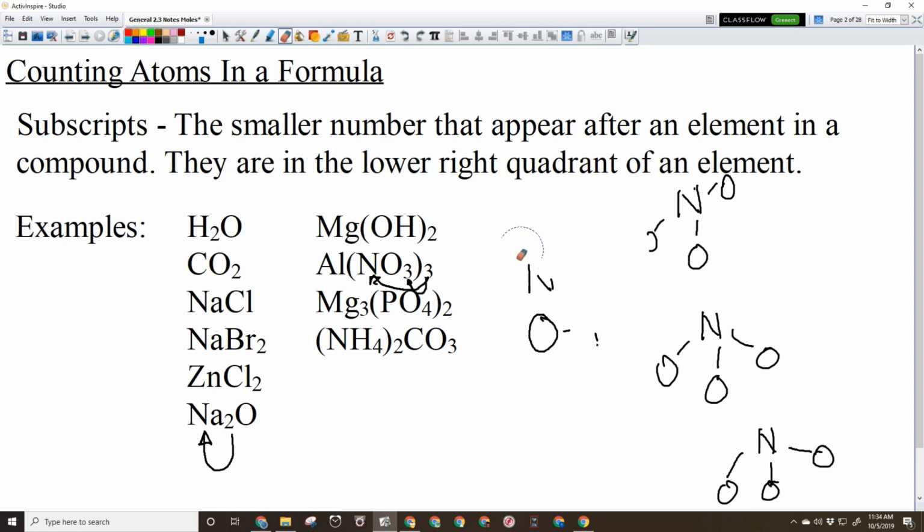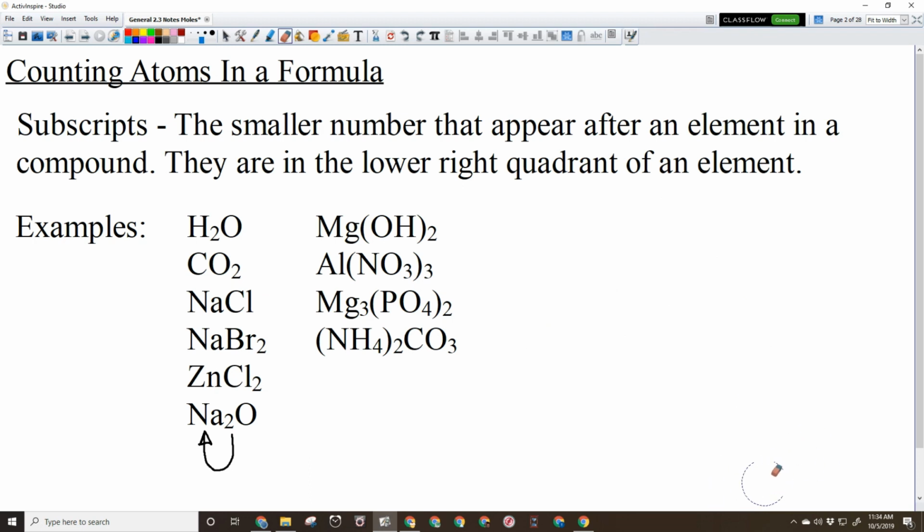Okay. All right. So let's look at Mg3(PO4)2. See if you can do this one. Okay, so for Mg, we're going to have 3. And for P, we're going to have 2. And for oxygen, we're going to have 8, because 2 times 4 is 8. All right, very good if you got that.